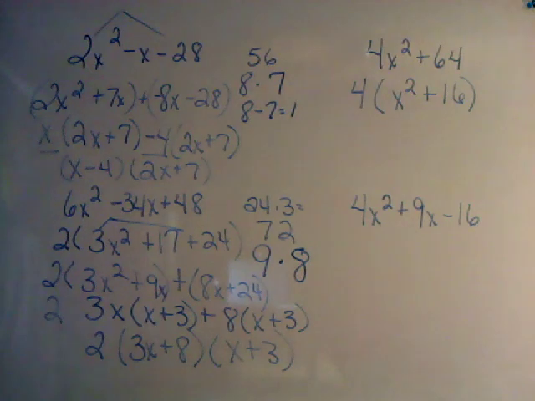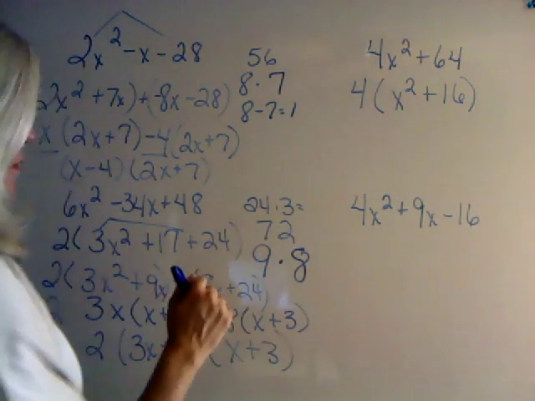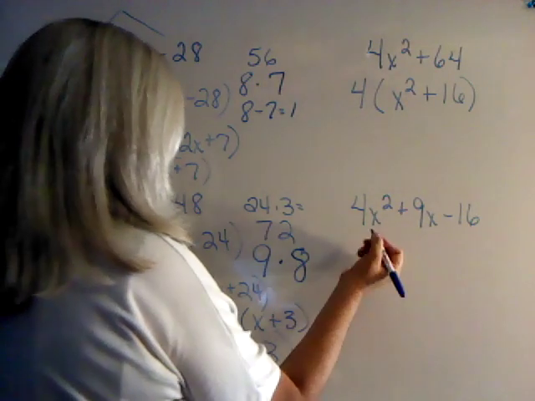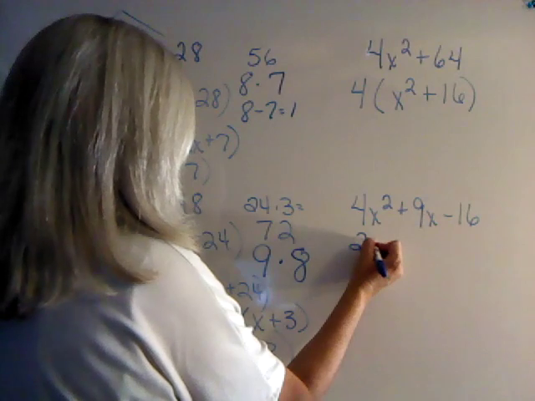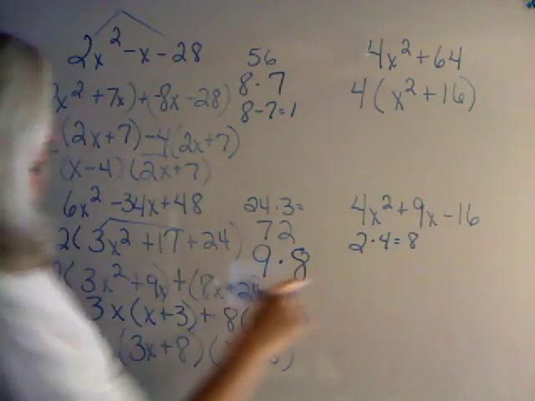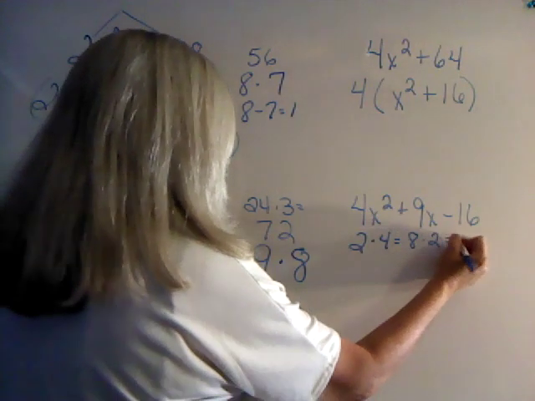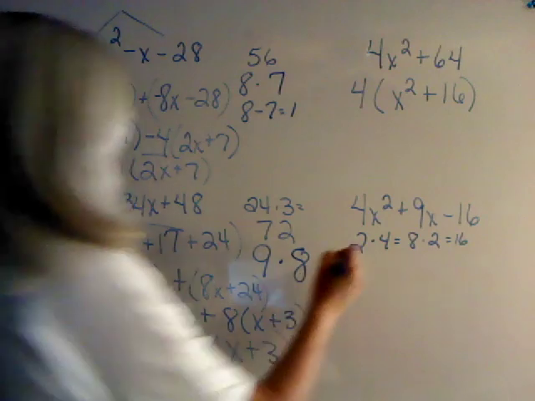Okay, over here I'm going to check for greatest common factor. No. For a perfect square, the square root of 4 would be 2. Square root of 16 would be 4. If you multiply those together, you get 8. But 8 times 2 is 16. So no, that is not a perfect square trinomial.